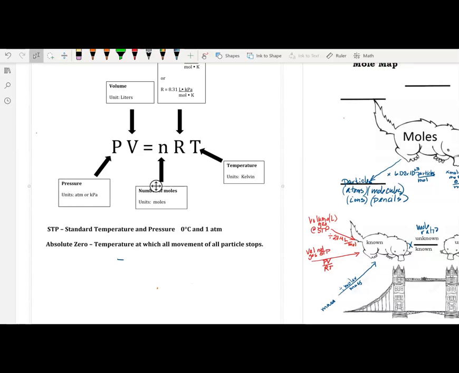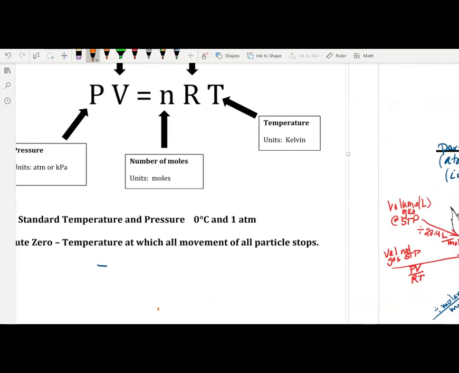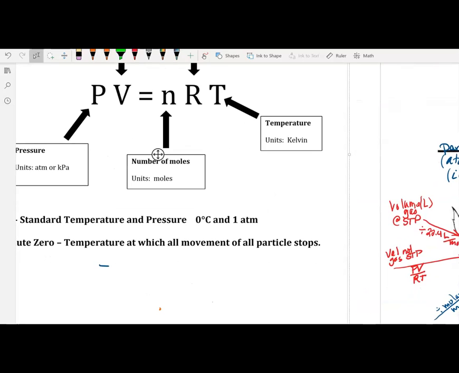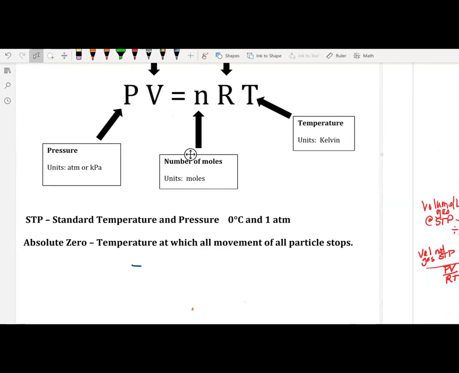Scientists decided, and I don't know why they chose this, and I can't tell you when, although I know they refined the definition in 1980, that standard temperature, if you're dealing with gases, would be 0 degrees Celsius, because that's the freezing point of water. Of course, we'll want Kelvin. So standard temperature is 273 Kelvin.